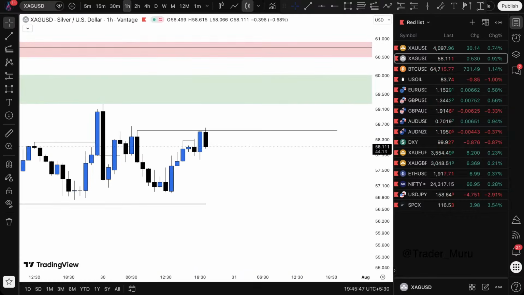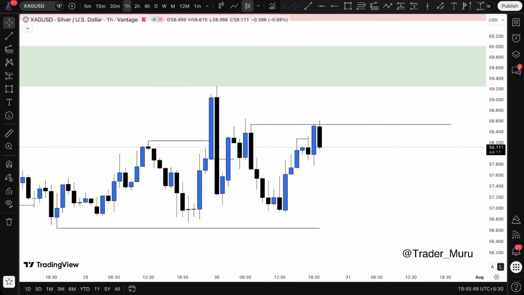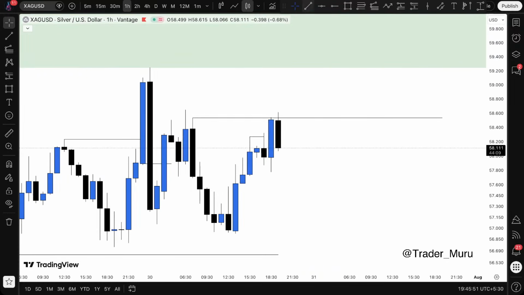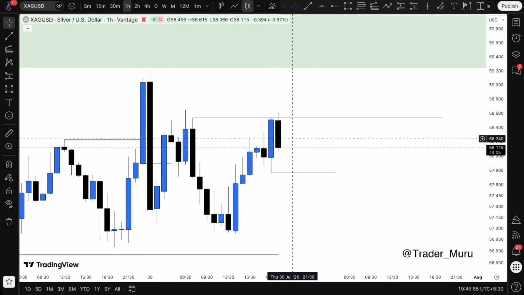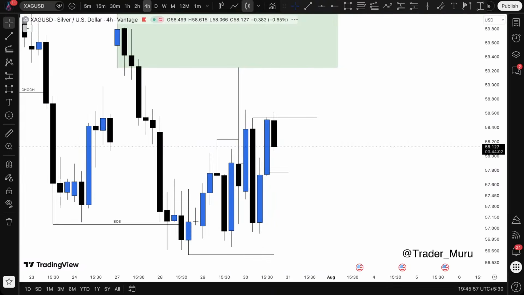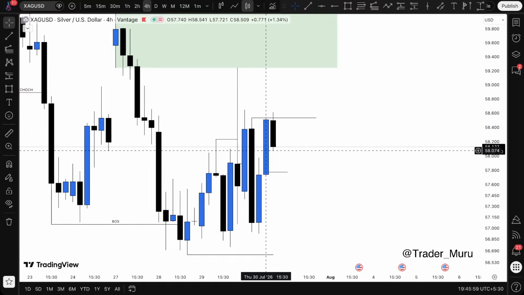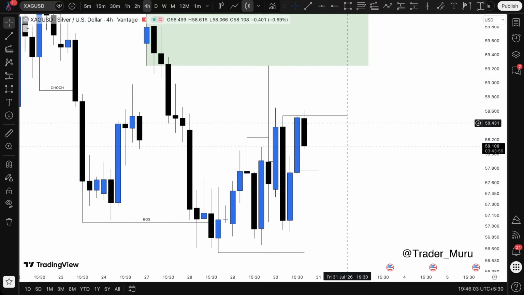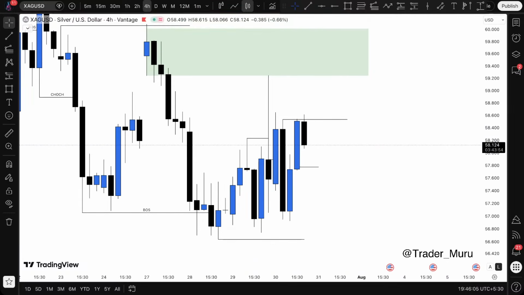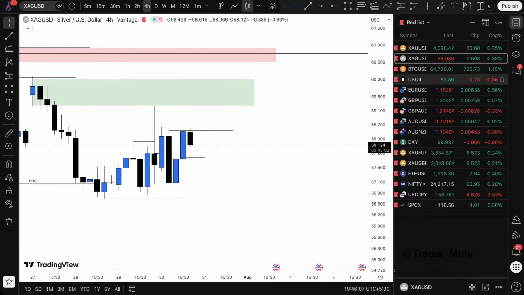1 hour. Okay, 1 hour break below this low, you can short silver. Silver is completely creating a short entry right now. It is much better than gold.